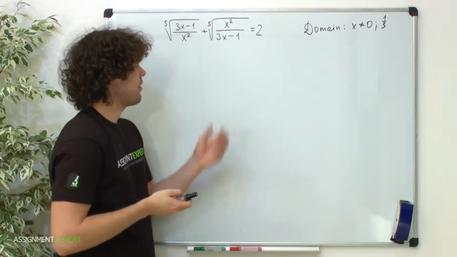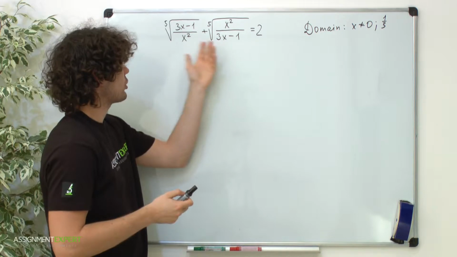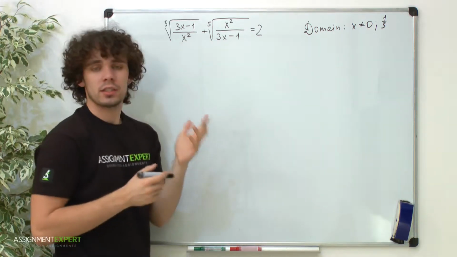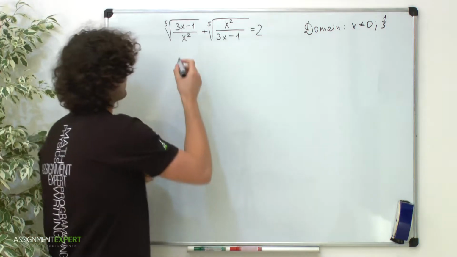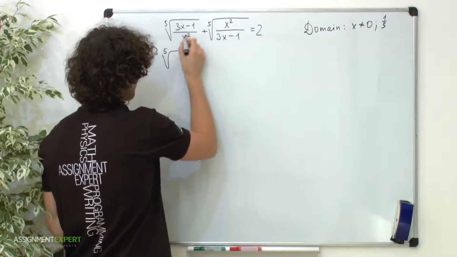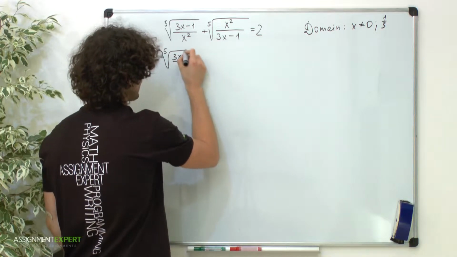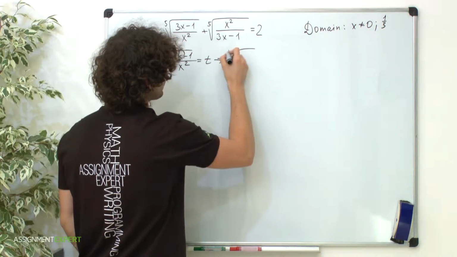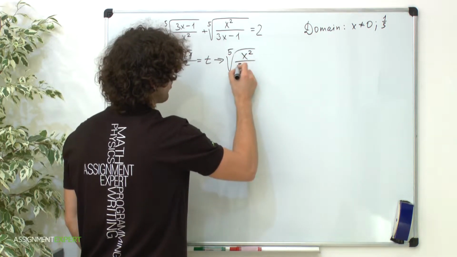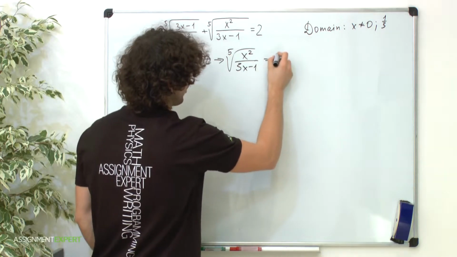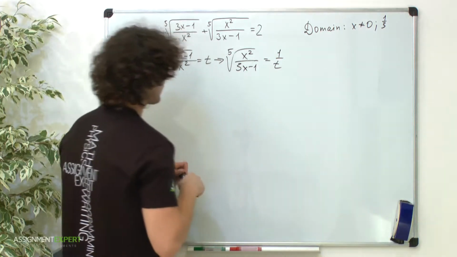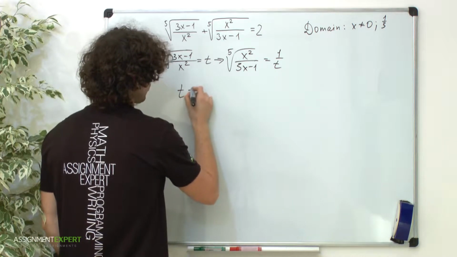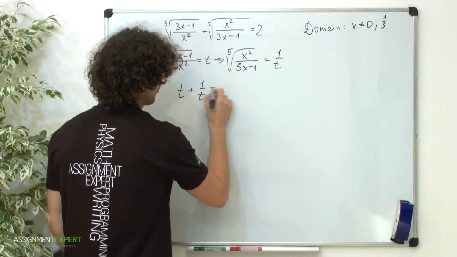We can also notice that the second term of the equation is actually the first term inversed. So, to solve this equation, it is convenient to make a substitution. The fifth root of 3x minus 1 over x squared equals t, and the fifth root of x squared over 3x minus 1 equals 1 over t. Using these substitutions, we obtain a new equation. T plus 1 over t equals 2.